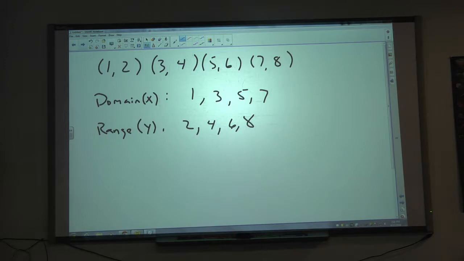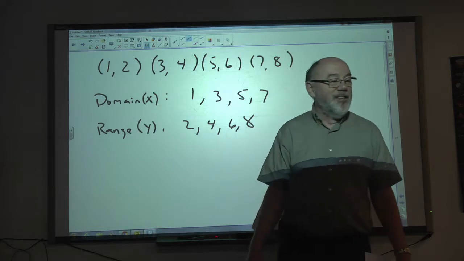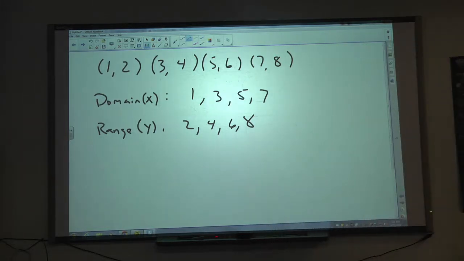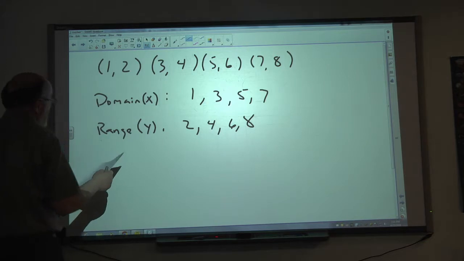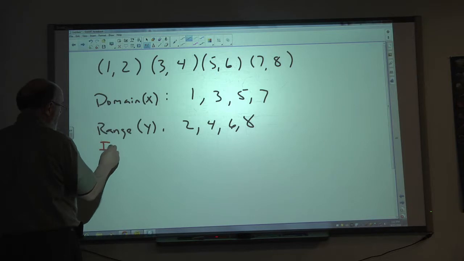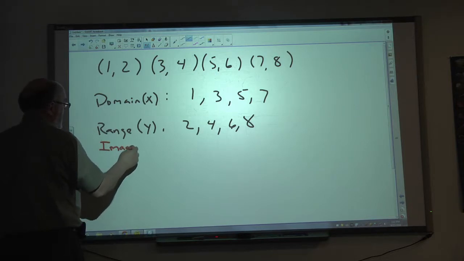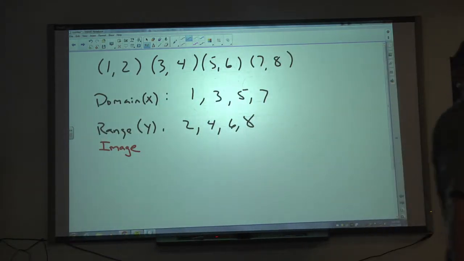Now, except in the case of this book, they use a different term. The domain is still the domain, so what you're used to as far as what that means. But in the book, instead of using the word range, they call this the image. Again, image is range. Okay?